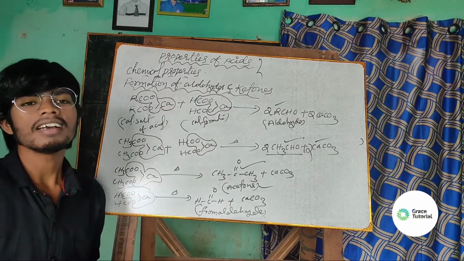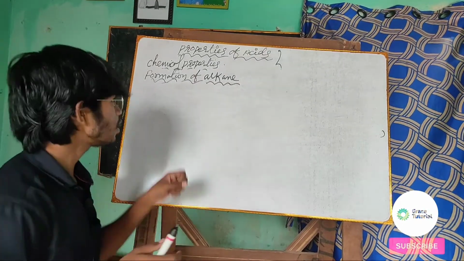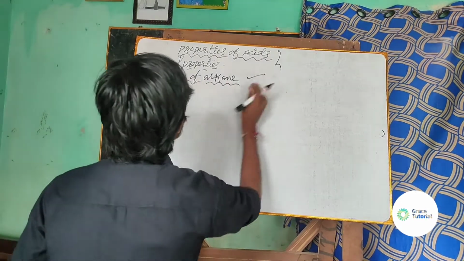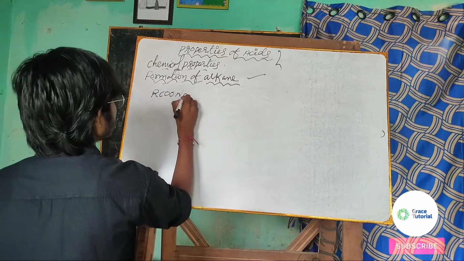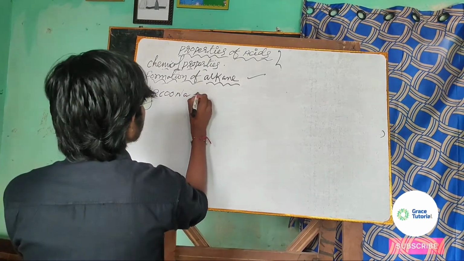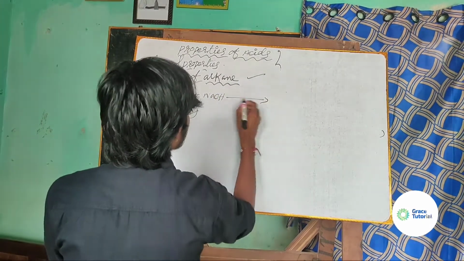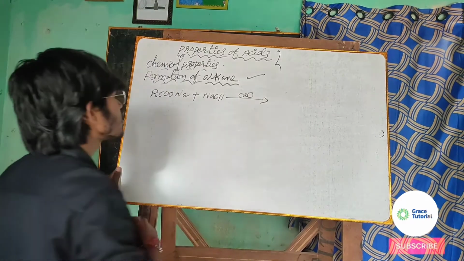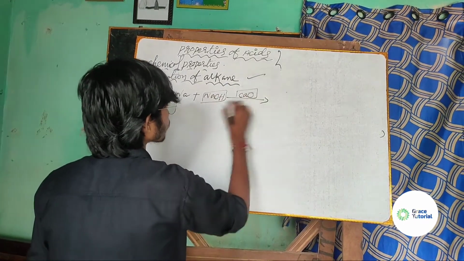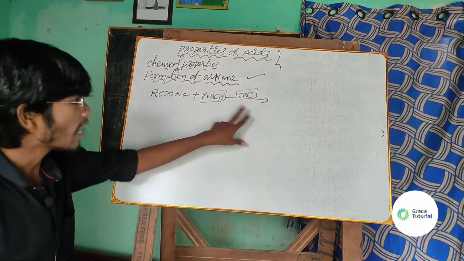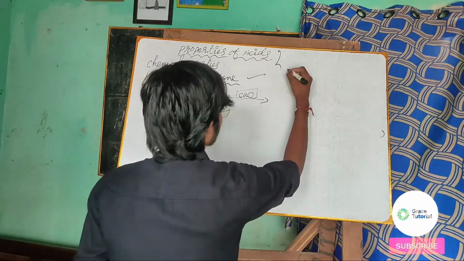Now we will discuss how the alkanes are formed from acid. So here we will try to understand how the alkane is obtained. Suppose I have the sodium salt of acid, that is RCOONa. When this RCOONa reacts with NaOH in the presence of CaO, calcium oxide. NaOH is caustic soda and CaO is quicklime. This caustic soda and quicklime together we call soda lime.